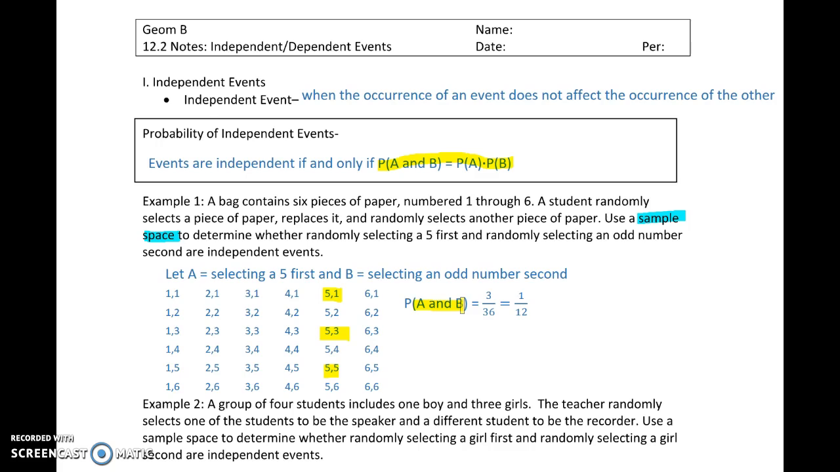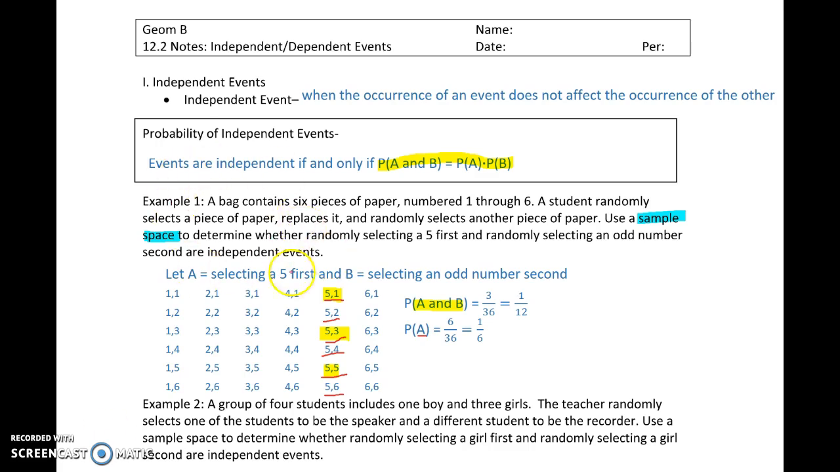Okay, so then what we want to do is check, does the probability of A separately times the probability of B separately also equal 1/12? Because if it does, then we have independent events. So now let's take a look at what's the probability of just A, selecting a 5 first. Well, then we have 1, 2, 3, 4, 5, 6, right? Those are all the possibilities of selecting a 5 first. So then we get 6 out of 36. Okay, and we know 6 out of 36 reduces down to 1/6.